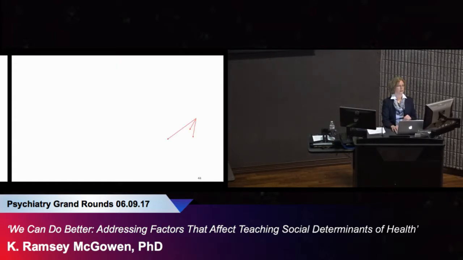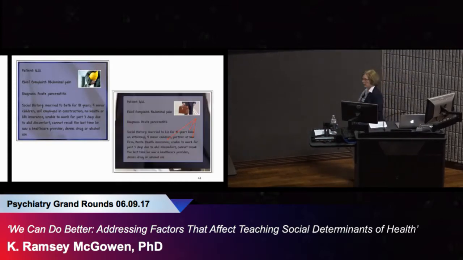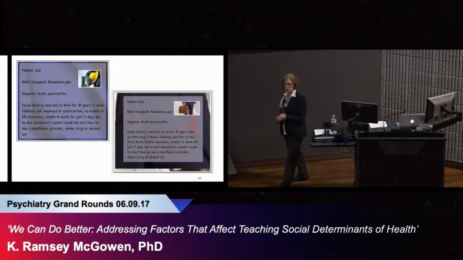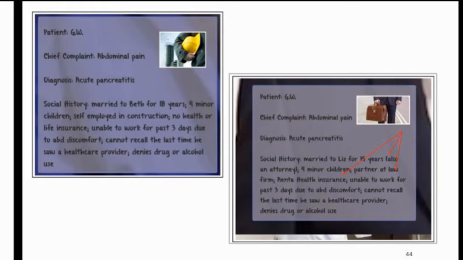We can use authentic assessment. So this is an OSCE case that's used at George Washington University. Same basic patient, same presenting complaints, same working diagnosis of acute pancreatitis. The only difference is one of them is working in a lower wage job and does not have health insurance.